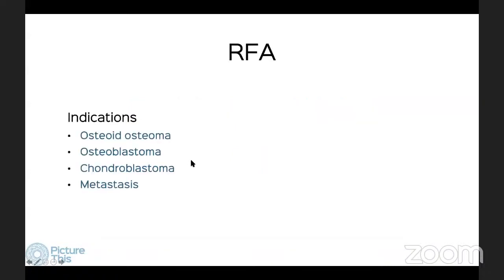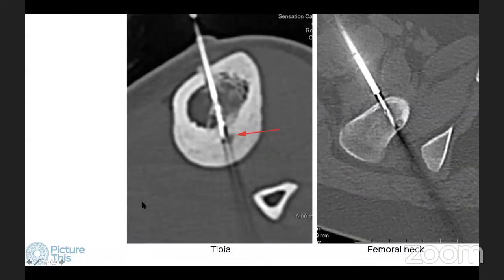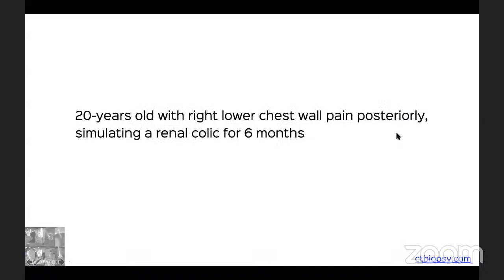Now let's look at RFA. We know that RFA is used for these conditions. Osteoid osteoma, now it's been almost 18, 19 years that we've been doing this. And these are the standard areas that we ablate. But the spine is an area where people still have trouble. And I'll show you one example of how we circumvent these issues. And again, something you can do as well.